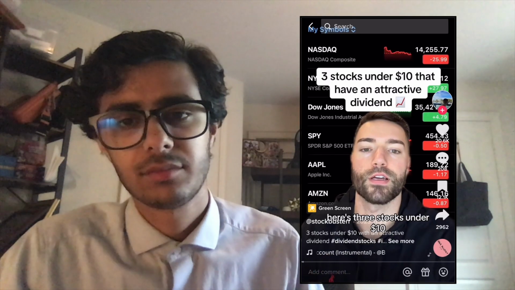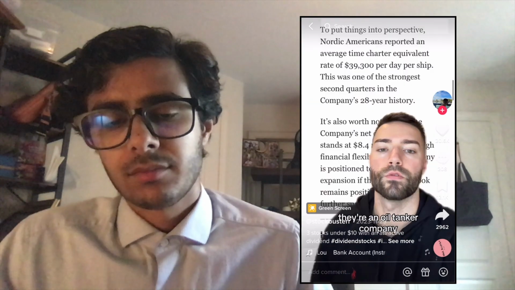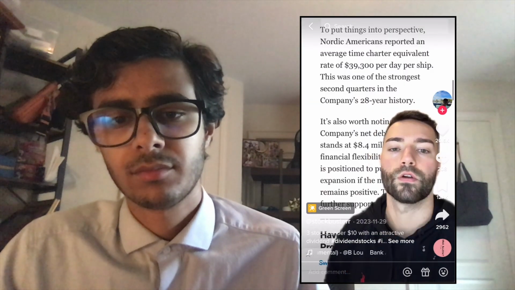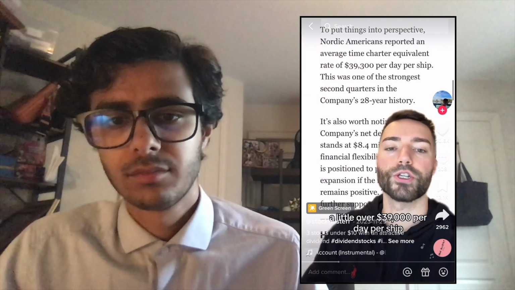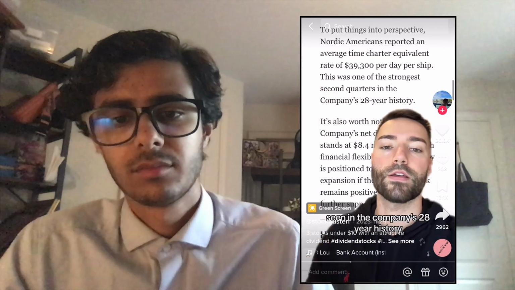Here's three stocks under $10 that have an attractive dividend. First company is Nordic American Tankers. They're an oil tanker company. They make their money by transporting large volumes of oil. Earlier this year, they reported that they made a little over $39,000 per day per ship. They own 19 ships, and that's the largest that they've seen in the company's 28-year history.